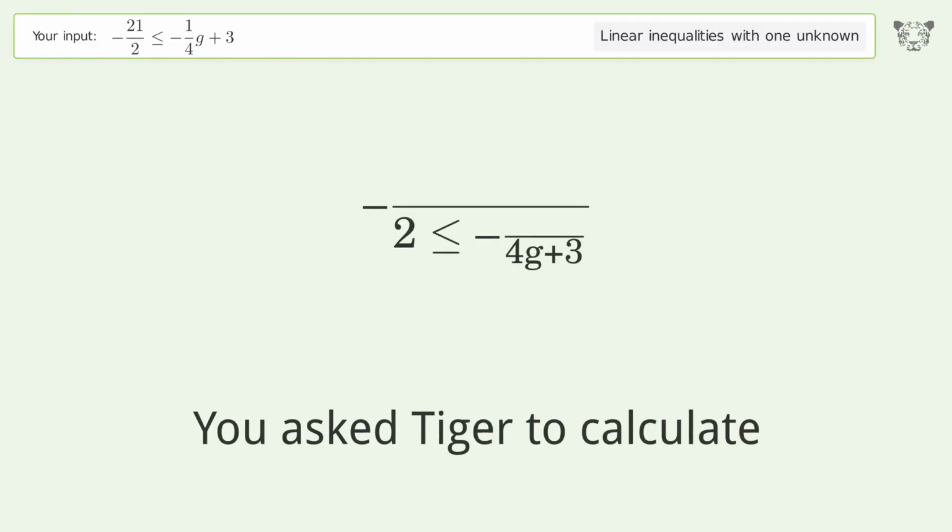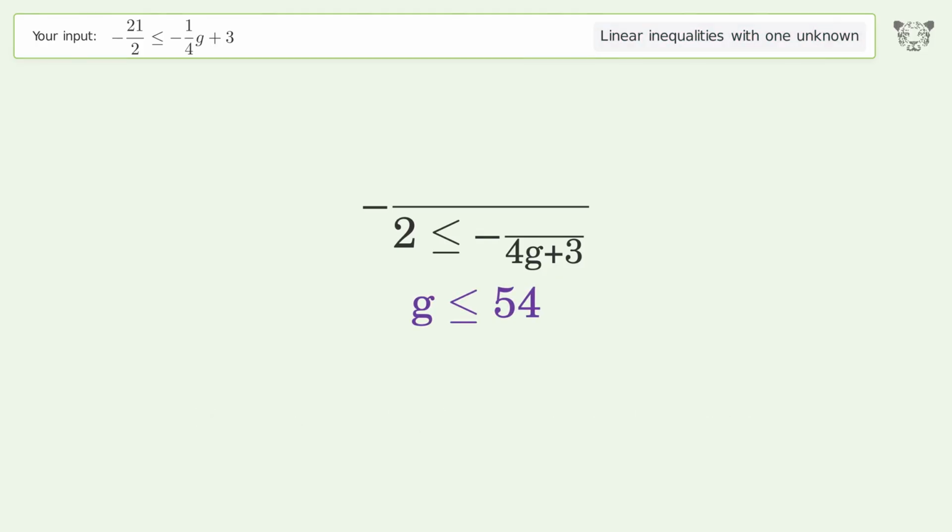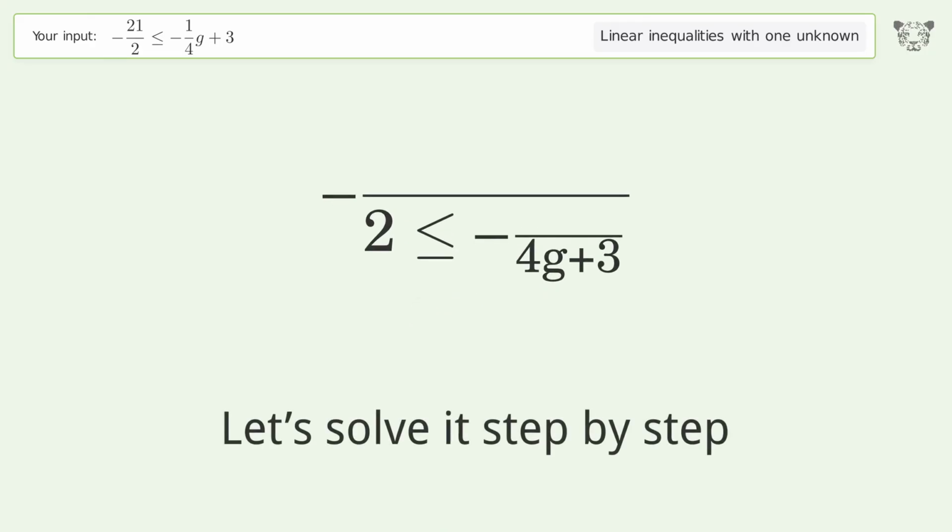You ask Tiger to calculate. This deals with linear inequalities with one unknown. The final result is g equal or smaller than 54. Let's solve it step by step.